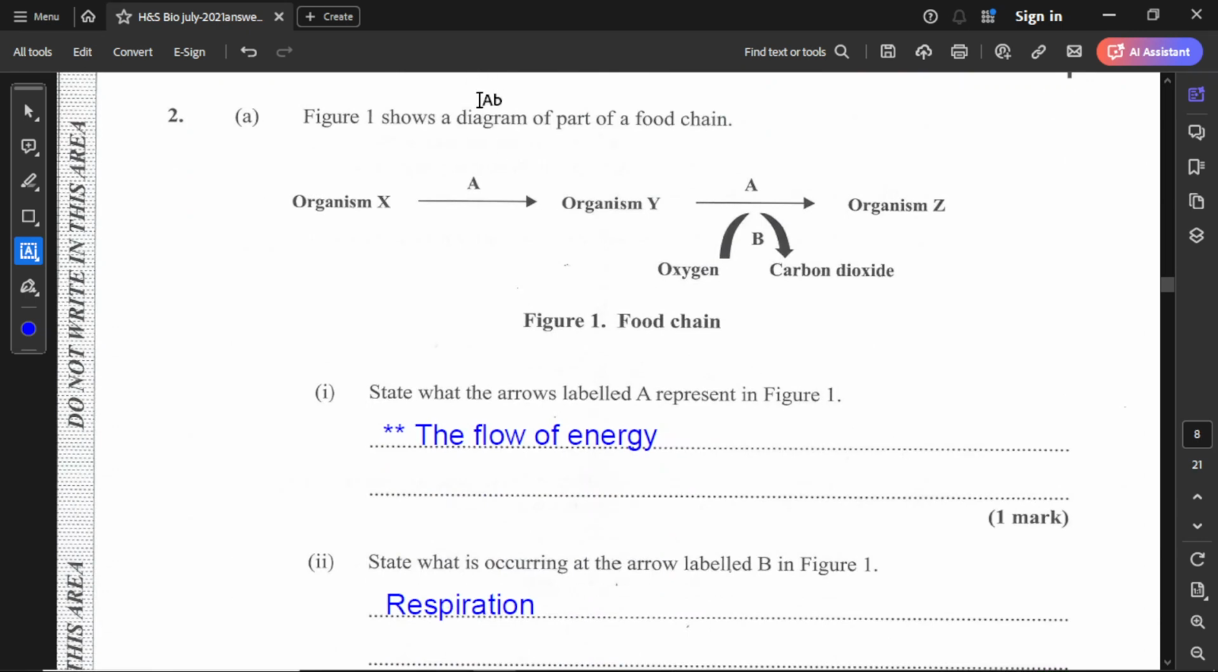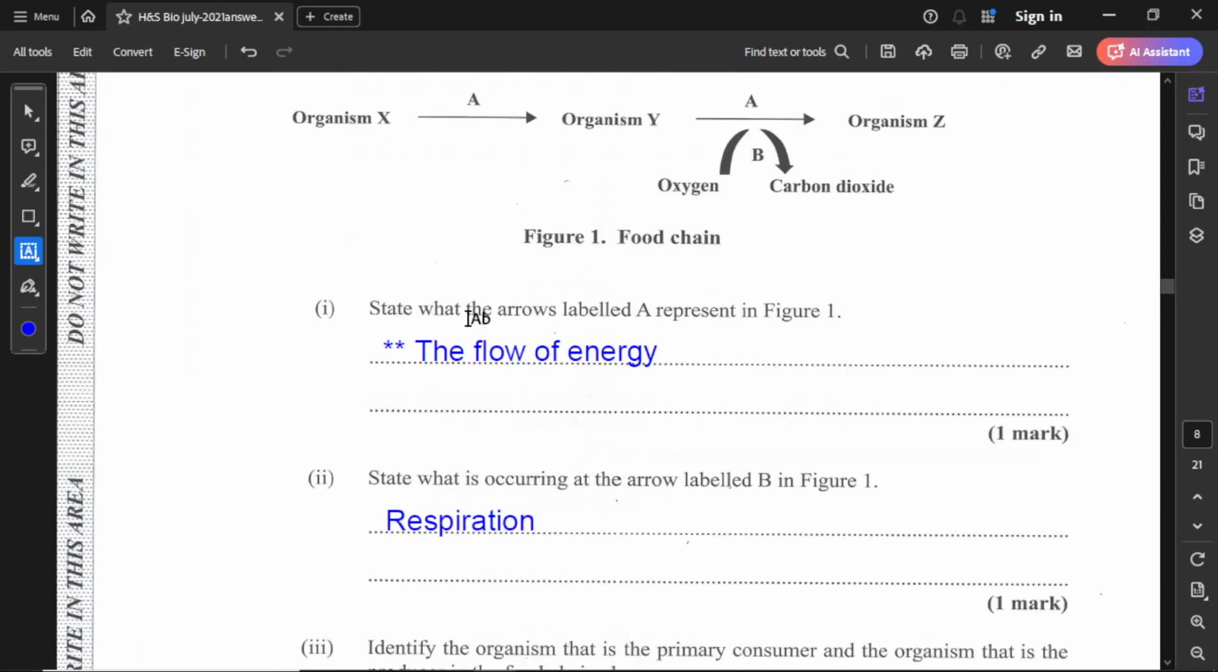Question number 2. So figure 1 shows a diagram of a part of a food chain. We have organism X, we have process A, we have organism Y, we have process A again, and we have organism Z. And here we have oxygen going into the organism, or the organism is using oxygen and then releases carbon dioxide, and that is B.